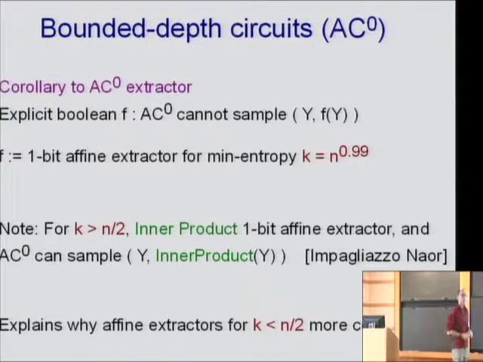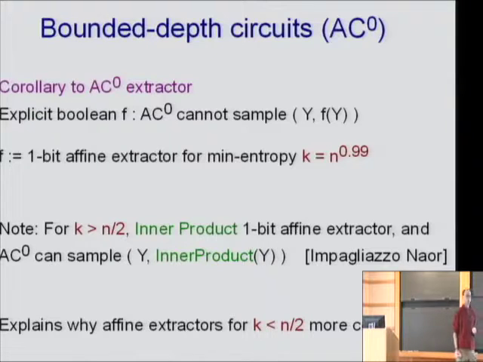Here is another thing, a corollary. In particular, we can get the first sampling lower bounds for a function by AC0. I can give you an explicit Boolean function f where AC0 cannot sample y, comma f of y. So what's f? f is any bit of any affine extractor for min-entropy k equal to n to the 0.9.